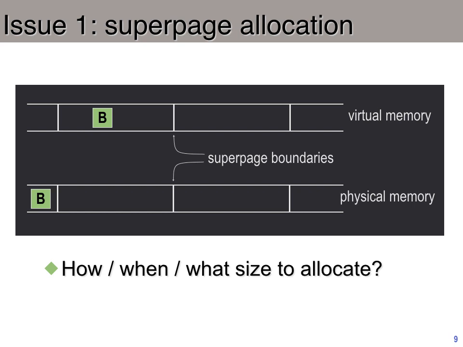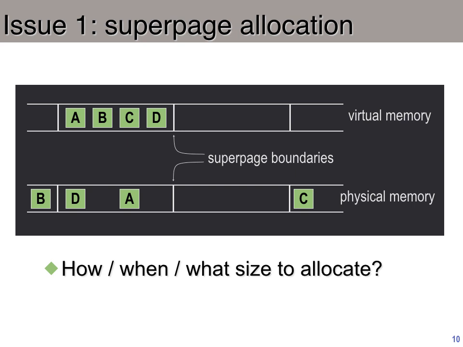So in this picture, you can see that in the virtual memory there's a base page B, and there's a corresponding physical page B. Now, as the application accesses neighboring pages A, C, and E, if we were not using super pages, then the operating system would go ahead and allocate base pages all over the physical memory. And you can note that in the physical memory, these physical pages are not next to each other.